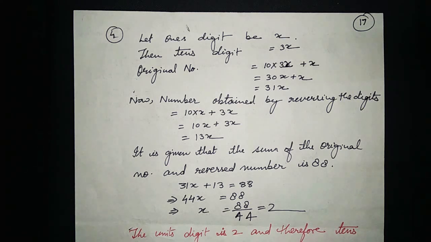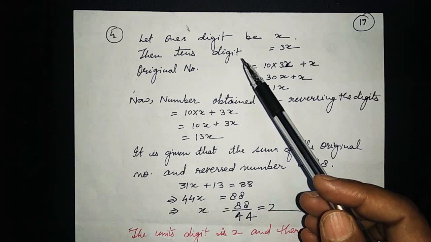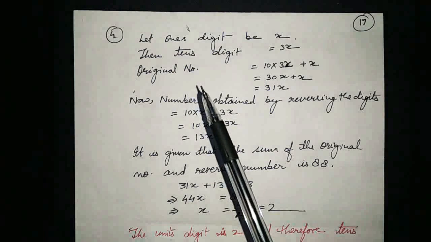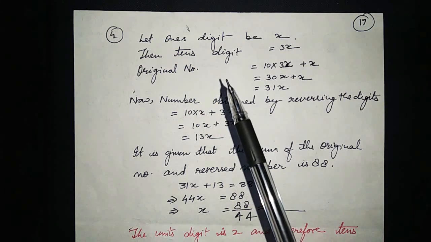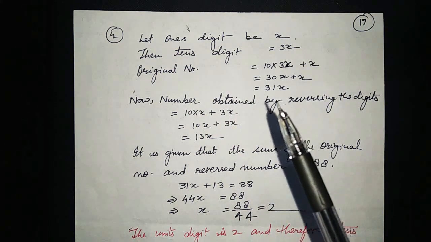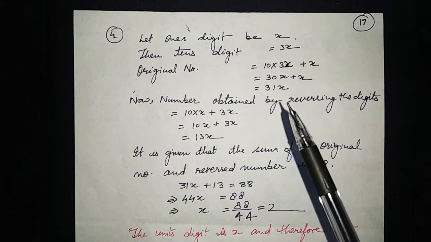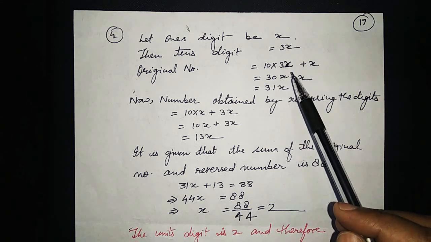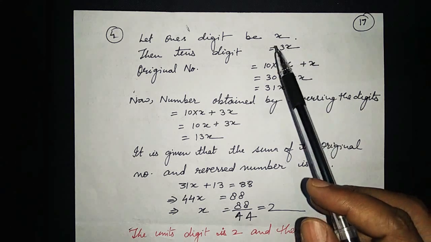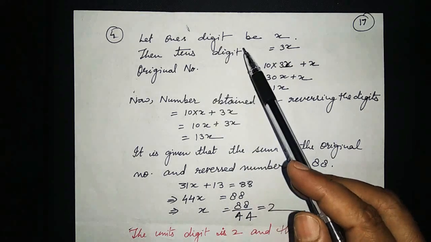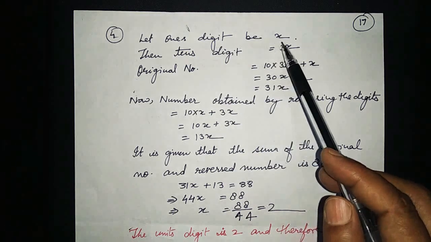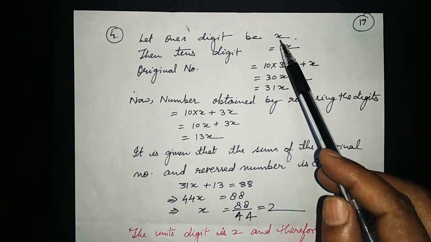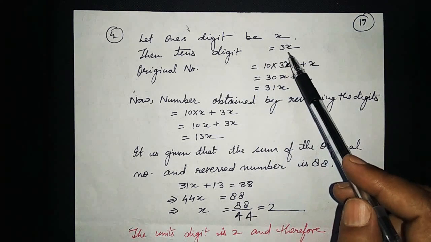Now see the solution. Here also we are talking about a 2-digit number, and we do not know what is at the ones place and what is at the tens place. But it is clear from the question that one of the two digits of a 2-digit number is 3 times the other digit. So 3 times the other digit, it means first we will assume the ones digit. Let the ones digit be x, then the tens digit according to the question is 3 times the ones digit. So the tens digit will be 3x.